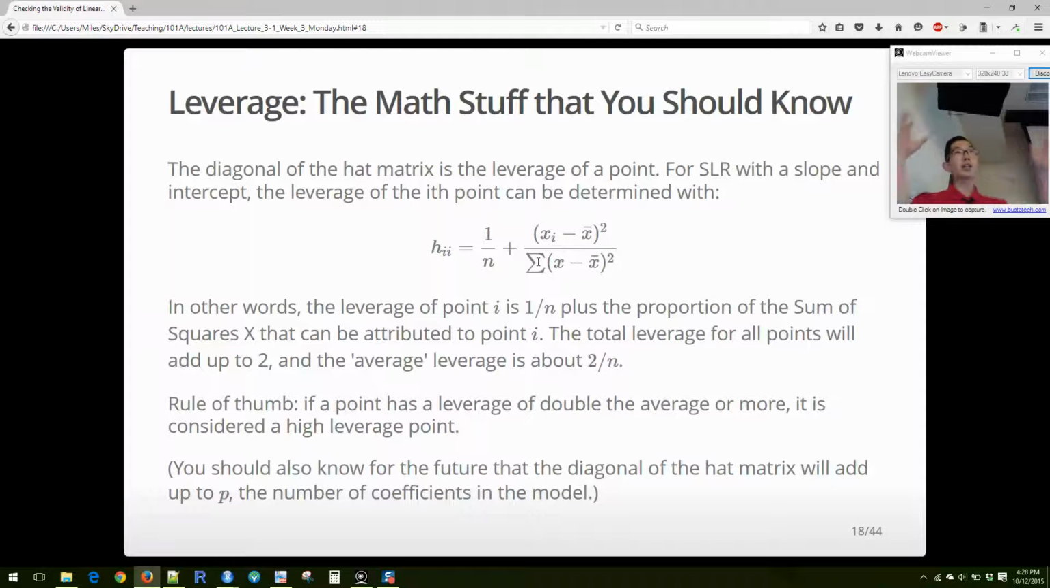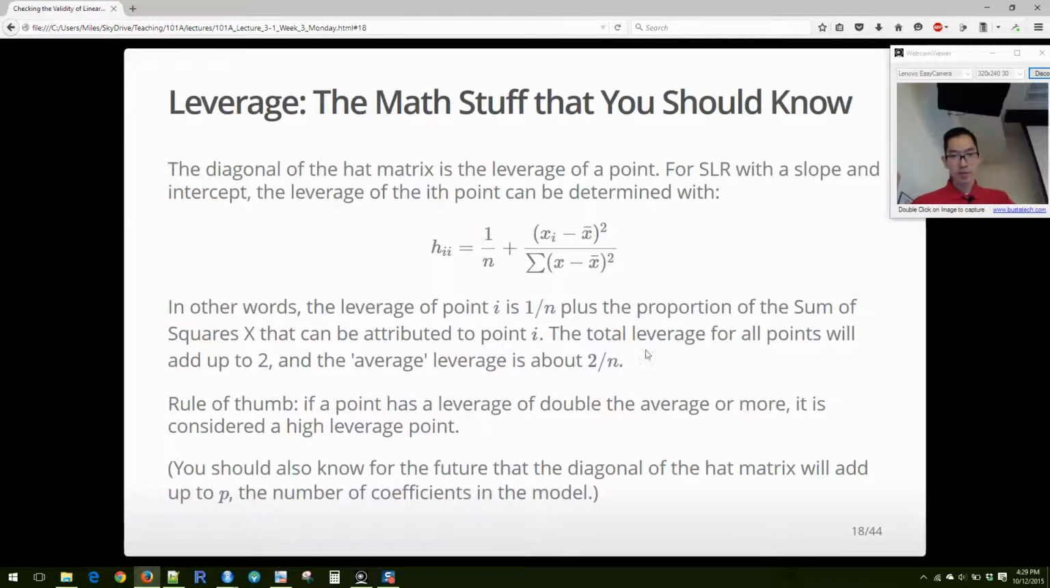When you put those two together, if we add all of this up, what is it going to add up to for all n points? Well, this part is going to add up to 1, and this part's also going to add up to 1. So everything down the diagonal of the hat matrix, if you add them all up, adds up to 2. If you have p coefficients that you're estimating, it's going to add up to p. So with the hat matrix, the diagonal elements add up to 2, and so we can think of the average leverage as about 2 over n.